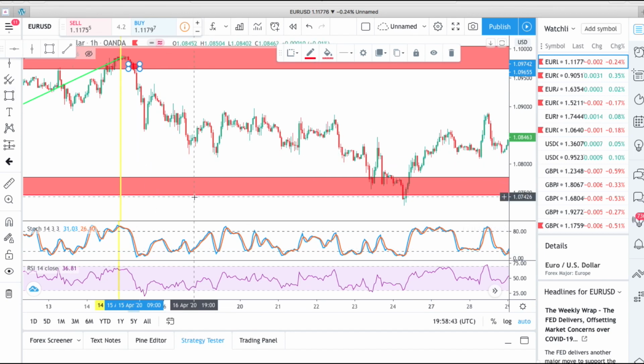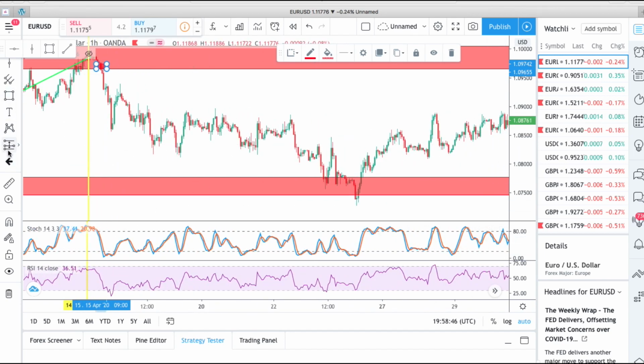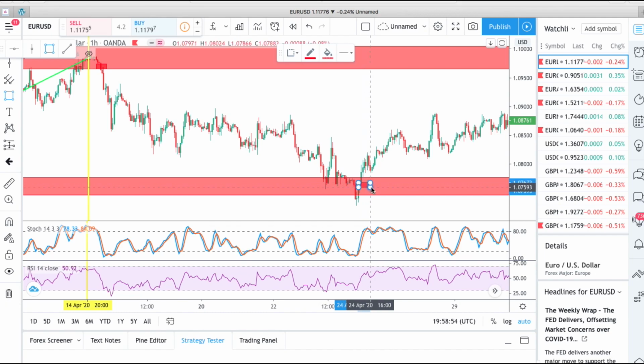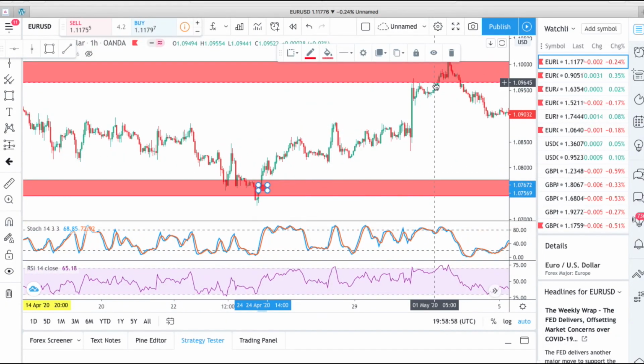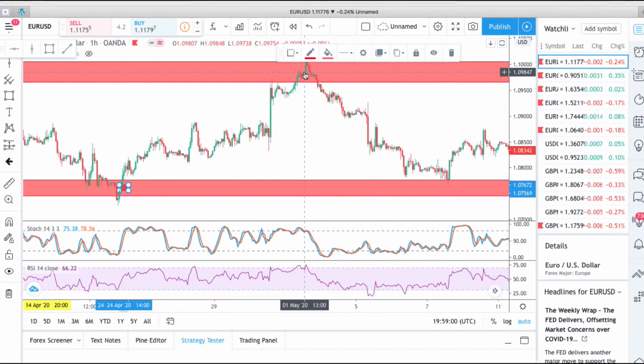So what we do, we wait for the stochastic, the blue line, to cut the orange line going upwards, and then we would have gotten the market somewhere around here, and we ride this all the way up to the next turning point, which is this support area.